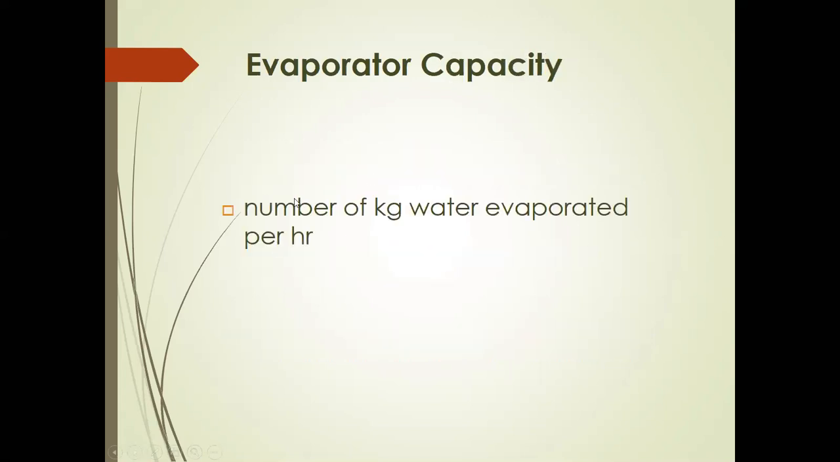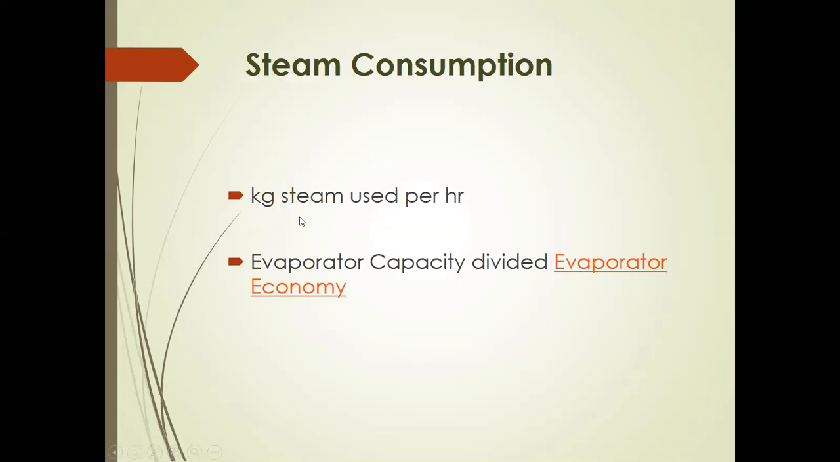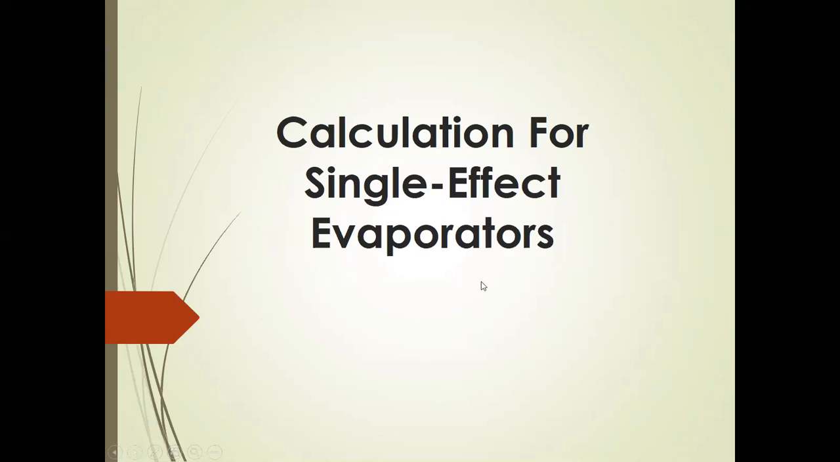So there is this reiteration before I go to the sample problems and computation for evaporator. The capacity is kilogram water evaporated per hour, and the steam consumption is kilogram steam used per hour, which was already discussed in the previous slide. The economy is capacity divided by steam consumption. And now we go to calculations for single effect evaporation.